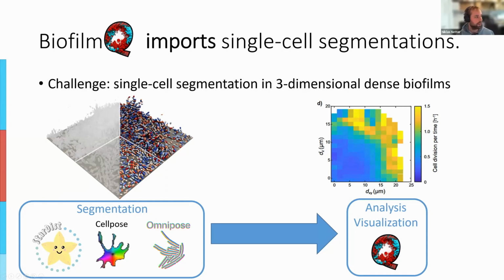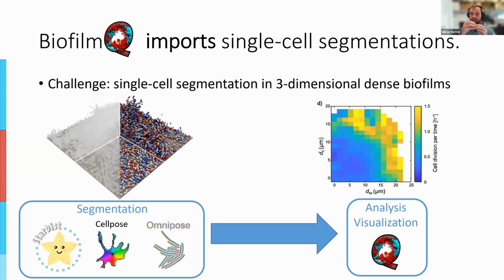And now again, important, BiofilmQ imports single-cell segmentations. So we will not talk about how BiofilmQ does the segmentation, but we will use other tools like StarDist, CellPose, or OmniPose that can do single-cell segmentation in three-dimensional space, and that are optimized and better for biofilms. And then we will use these segmentations and import them into BiofilmQ, where we then can analyze the data.